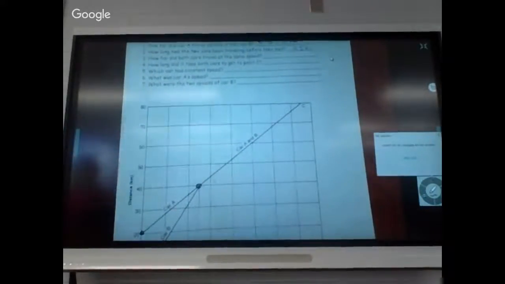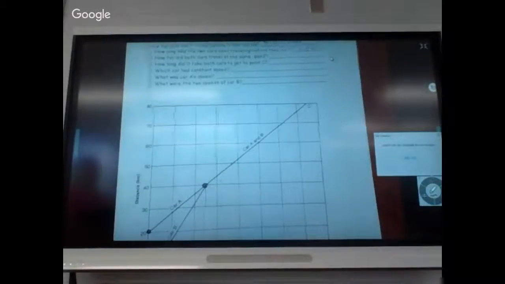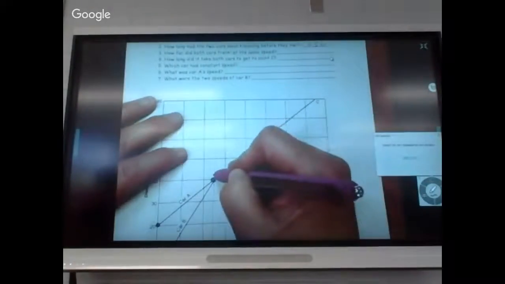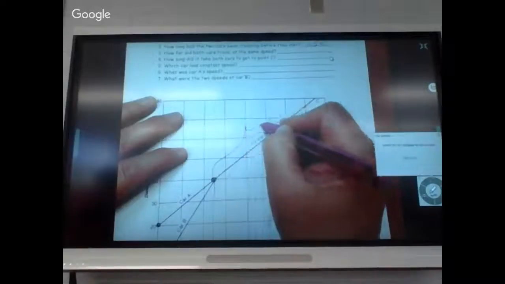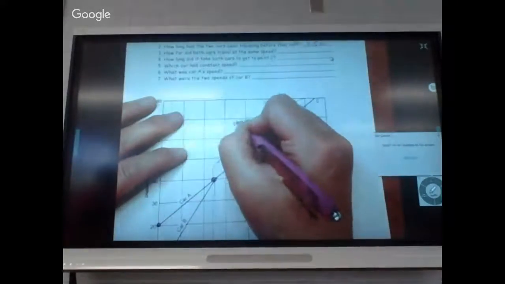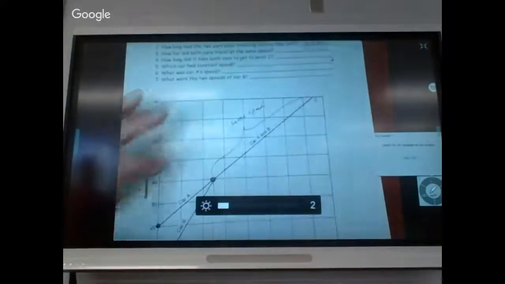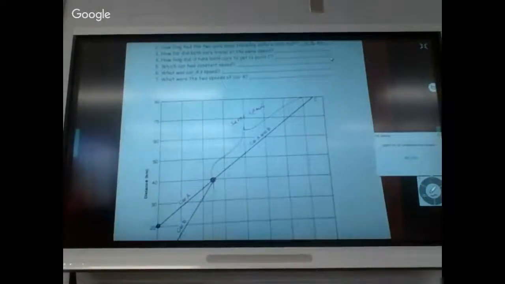Now, how far did both cars travel at the same speed? Now, what do we look at for both cars to travel at the same speed? Where the lines do what? Where they've crossed and they're together, right? So they're together at the same speed, okay? Right here is where they are at the same speed, okay? That's where they're the same speed.